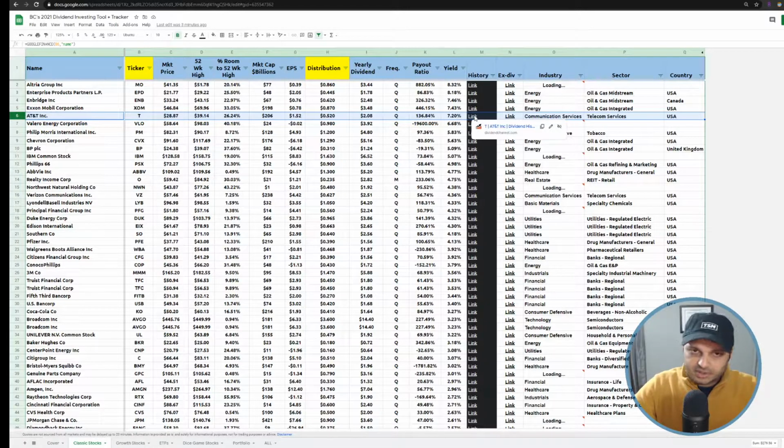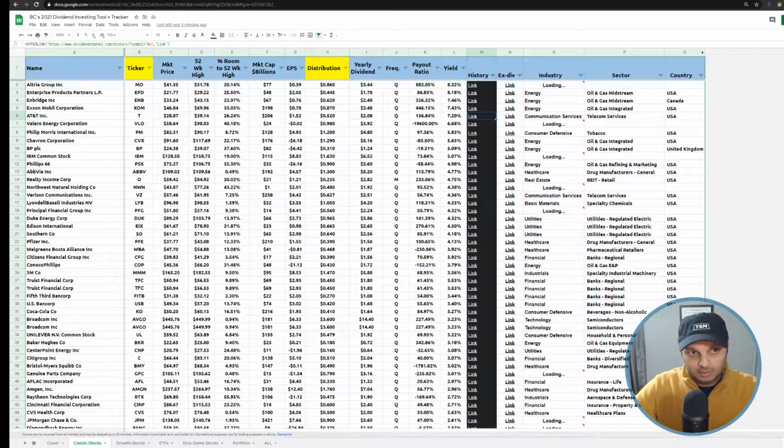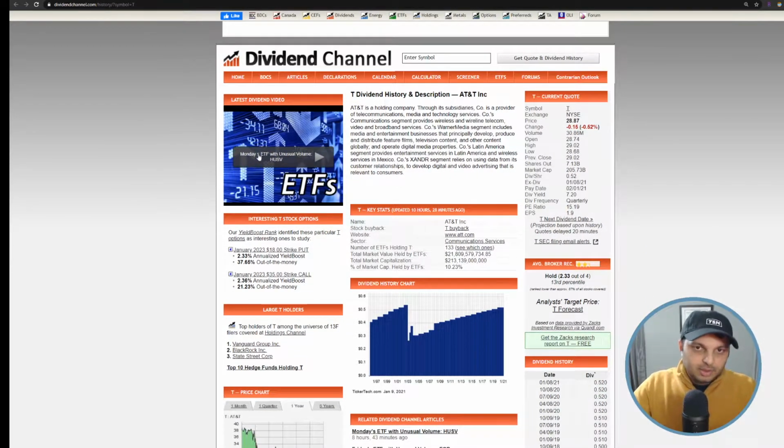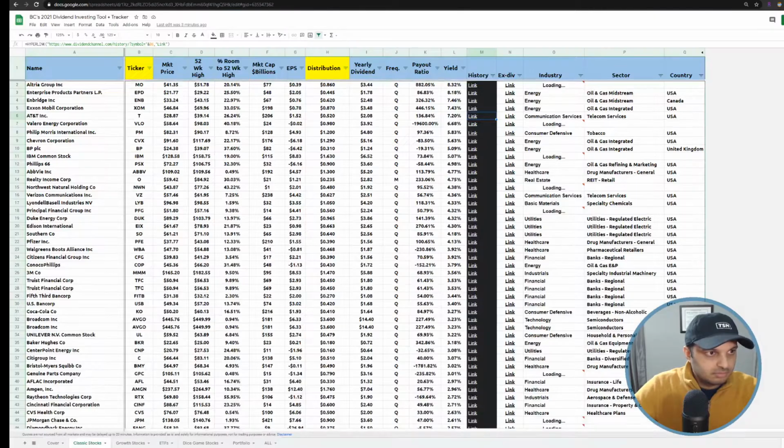So let's look at the history of AT&T and what makes it a classic stock. Okay, so you go to the history column and you click this and it'll open it up. That is a really good dividend history. As you can see, it's more than 20 years of chart and it always goes up unless something drastic happens, which happened like, I don't know, 25 years ago or something. So classic stock, very steady, and you can always count on AT&T for dividends.